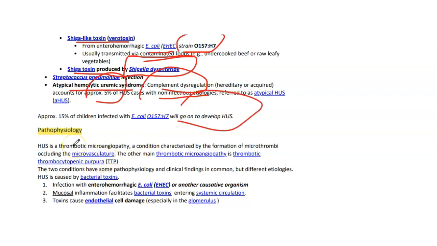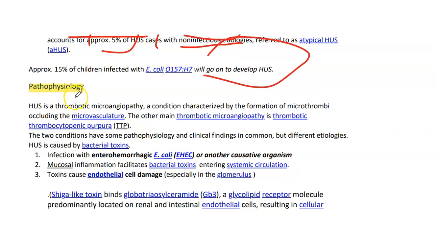Underlying pathogenesis: hemolytic uremic syndrome is a thrombotic microangiopathy condition characterized by the formation of microthrombi in the microvasculature. The other main microangiopathy is thrombotic thrombocytopenic purpura. So hemolytic uremic syndrome and thrombotic thrombocytopenic purpura form the thrombotic microangiopathies. The two conditions have the same pathophysiology and common clinical findings, but different etiologies.